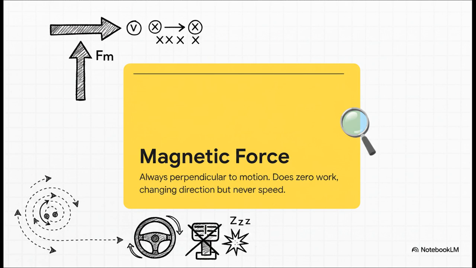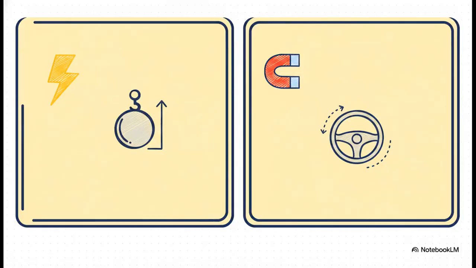Let's translate that into plain English. The magnetic force can never, ever change the speed of the particle. It only ever changes the direction. It steers, but it never, ever hits the gas. Now, what's really interesting about this slide is the perfect division of labor here. You have the electric force, which changes speed and actively does work, versus the magnetic force, which only changes direction and does zero work. They are absolutely perfect complements to one another.